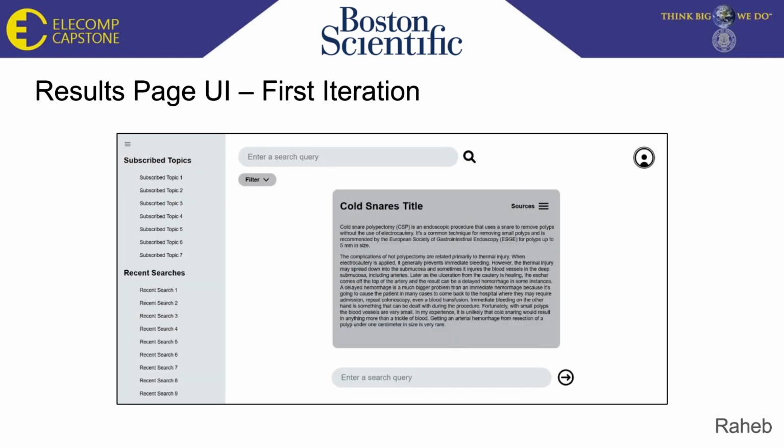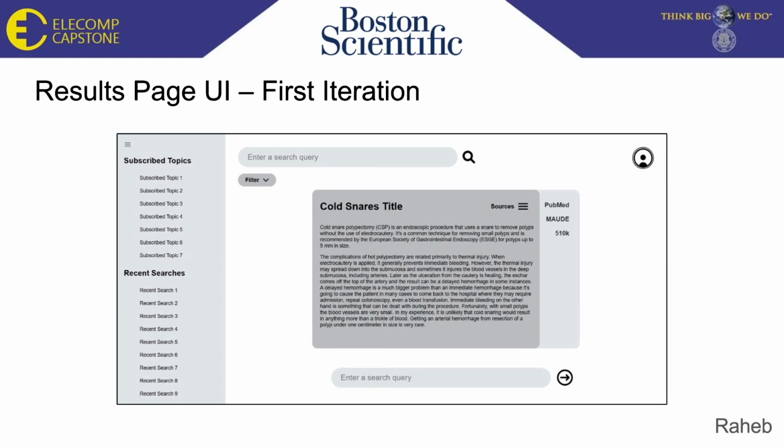And so this is the first iteration of the results page where you can see it maintained the subscribe topics and recent searches sidebar. The filter button is now there instead of the category button. And it has the generalized output in the center with a title and the sources sidebar as well. And there's now also an additional bar at the bottom for any follow-up responses that the user might have for the AI.